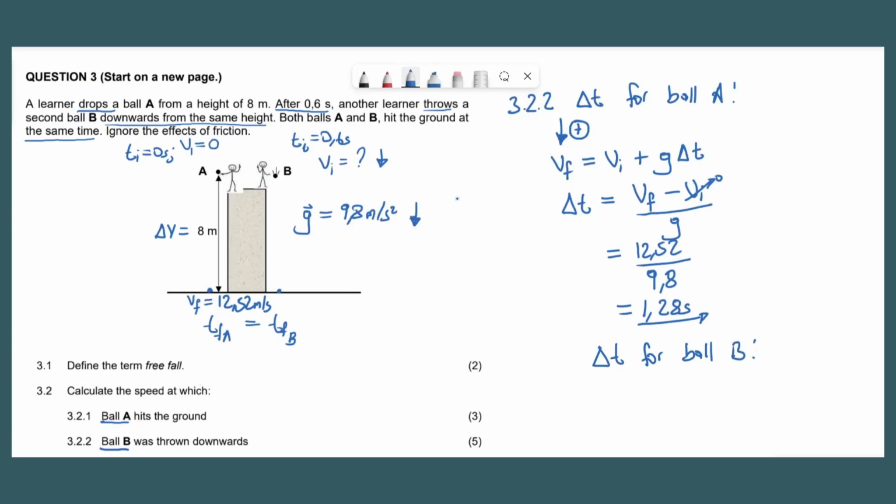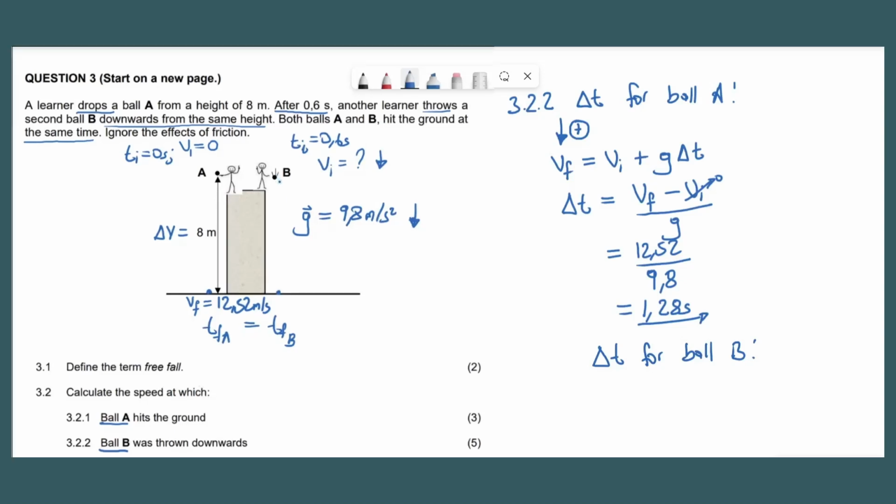And so again, we were told that ball B was thrown after 0.6 seconds relative to ball A. And secondly, they told us that both of these balls are going to reach the ground at the same time. So that is very important because it gives us a clue on how we can link the change in time of ball A to the change in time of ball B.